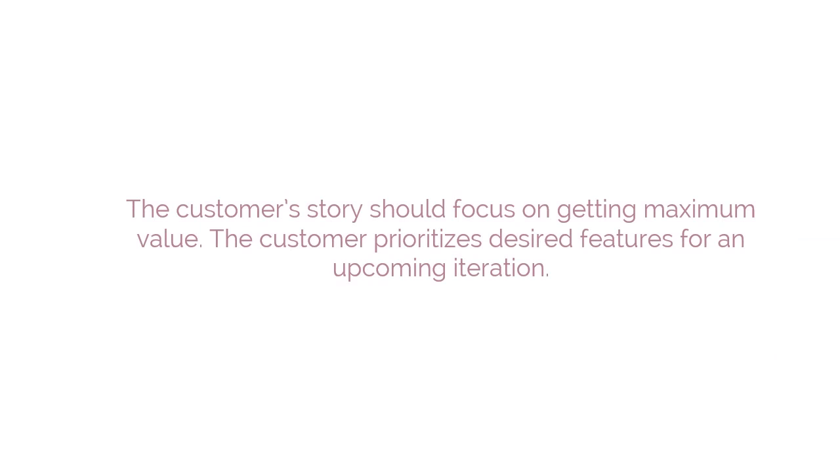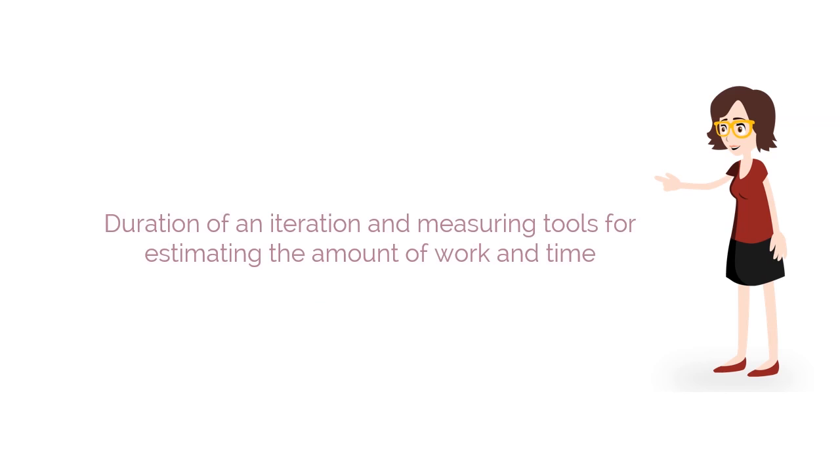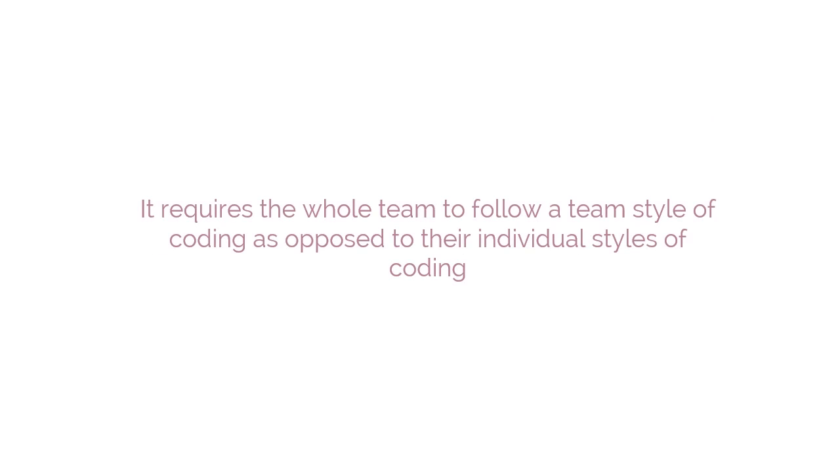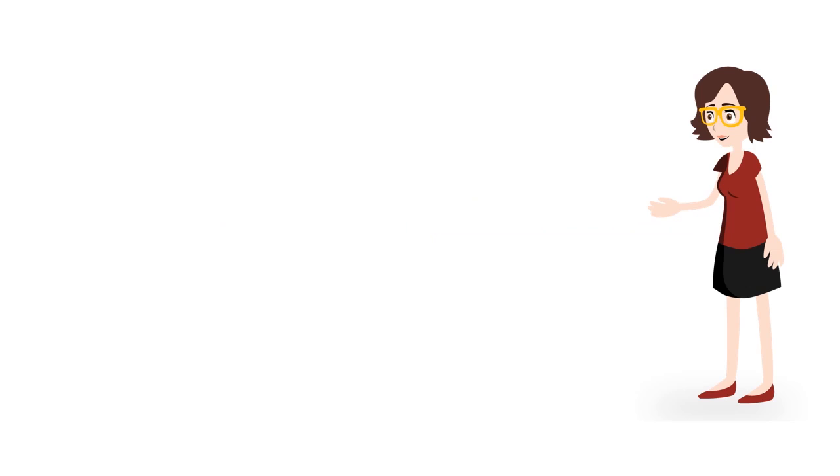The customer's story should focus on getting maximum value. The customer prioritizes desired features for an upcoming iteration. The goal of a good story is optimum results at a low cost. Next, we will learn about the duration of an iteration and also the measuring tools for estimating the amount of work and time. Iterations have a fixed duration and usually range between 1 to 4 actual work weeks. The customer needs to be aware of the amount of work that can be achieved by the team in order to create the iteration schedule.